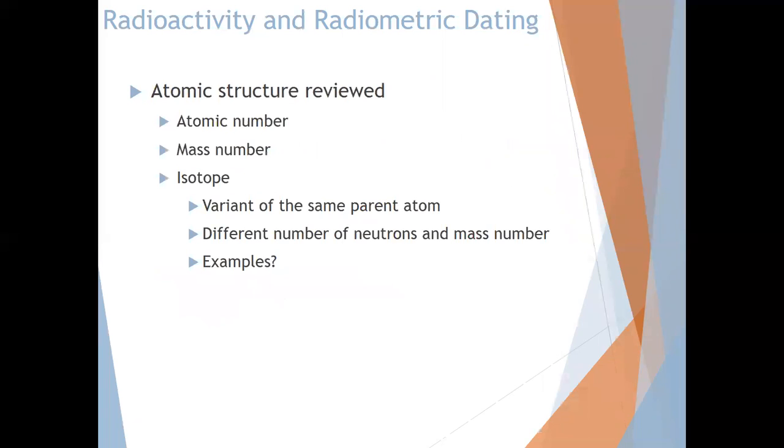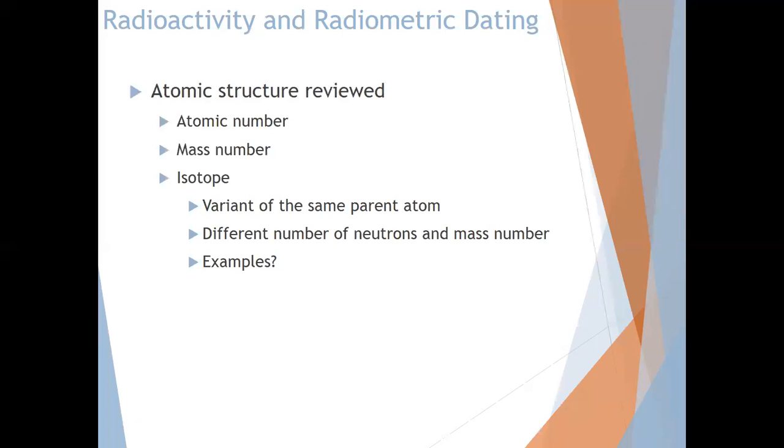Hopefully you remember that the atomic number is the element's identifying number. It is the number of protons in the atom's nucleus. The mass number is the number of protons plus the number of neutrons in the nucleus. And an isotope is going to have a different mass number, but the same atomic number. Isotopes are variants of the same parent atom. They contain either more or fewer neutrons than the normal isotope.